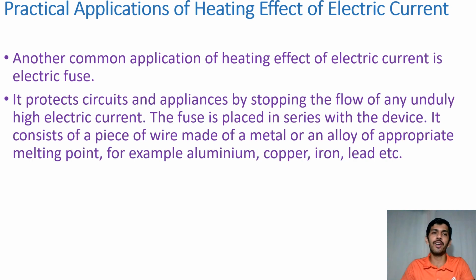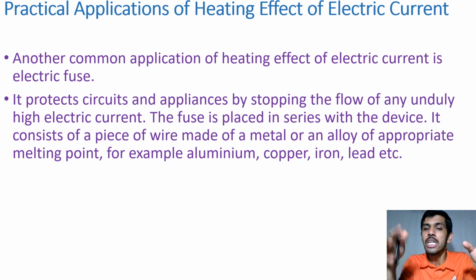How does the electric fuse wire work? An electric fuse wire is nothing but a small wire made of some low melting point metal. It should be a metal because it should conduct current along with it. It protects the circuits and appliances by stopping the flow of an unduly high electric current. If, say for example, in an electric circuit a large amount of current or voltage comes, what happens? That particular fuse wire gets broken up by the heating effect of electric current. It gets melted. That is why it breaks the circuit.